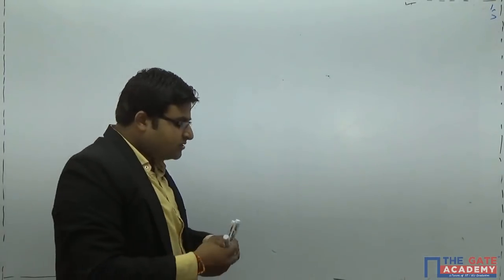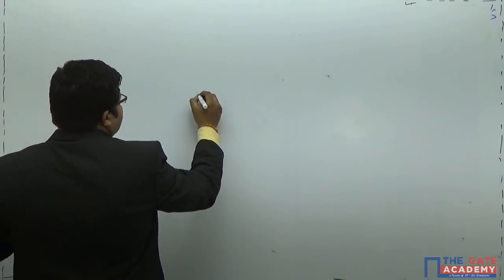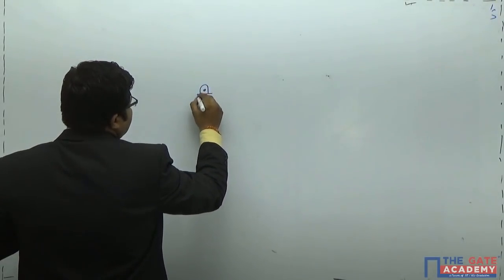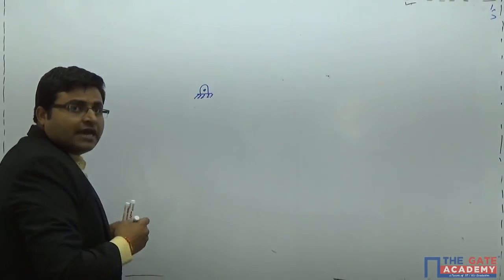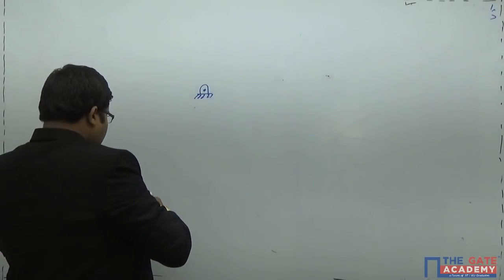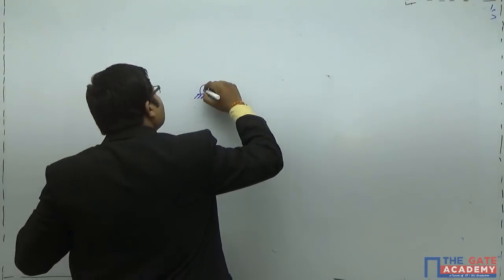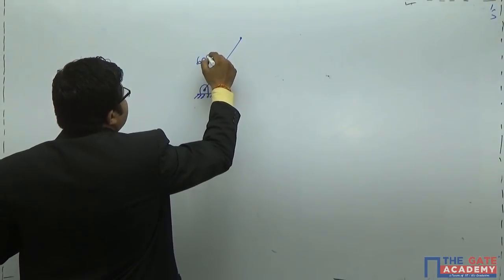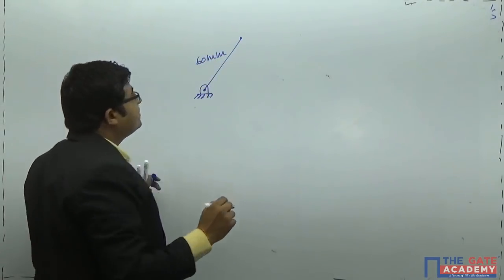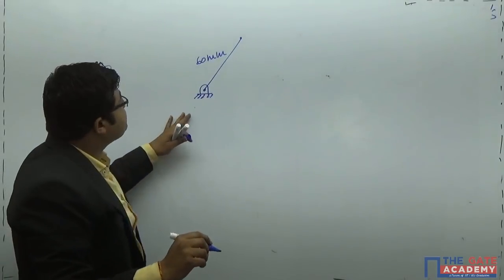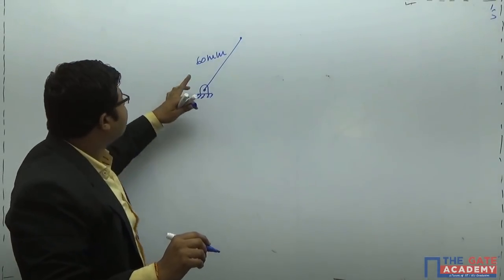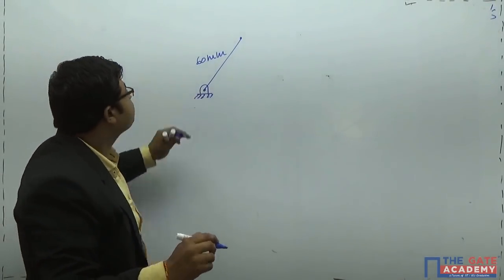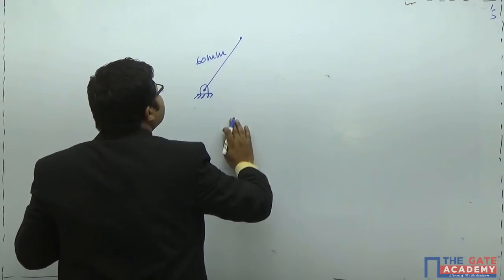See how? Suppose there is a crank. This is your crank, and somewhat length is given. Suppose it is 60 mm given to you. Okay. This is the crank. This length is 60 mm. Now again, what will happen?